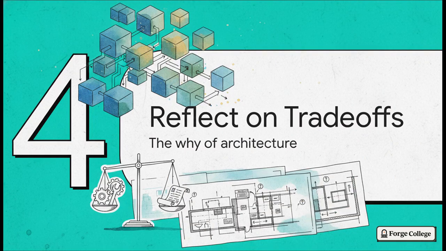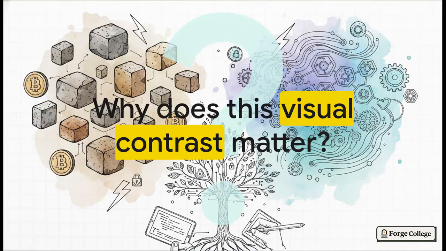Section 4. Reflecting on trade-offs. This is where we move beyond just the drawing board. We are pivoting here from the how of drawing to the why of system architecture, and I really want to pose this question directly to you. Why does this visual contrast actually matter? The difference is you just spent all that time mapping out, like Bitcoin's UTXOs versus Ethereum's account-based state. They're not just visual decoration. They represent massive, system-altering design consequences that fully dictate how these networks scale, how they're secured, and exactly how developers have to interact with them.